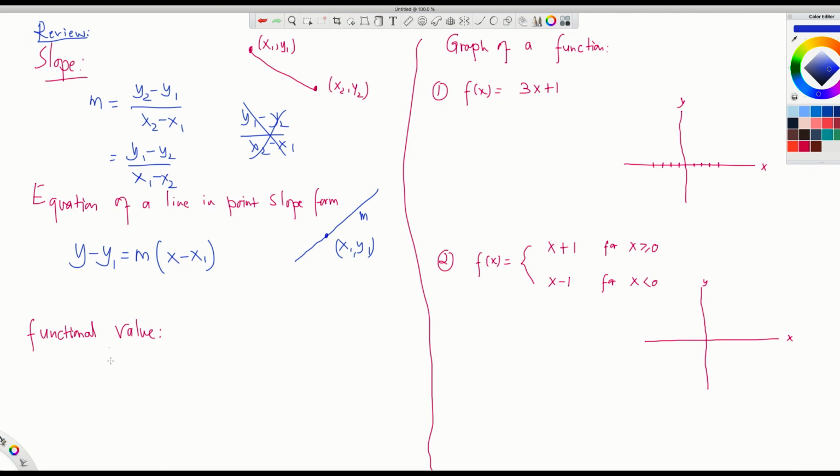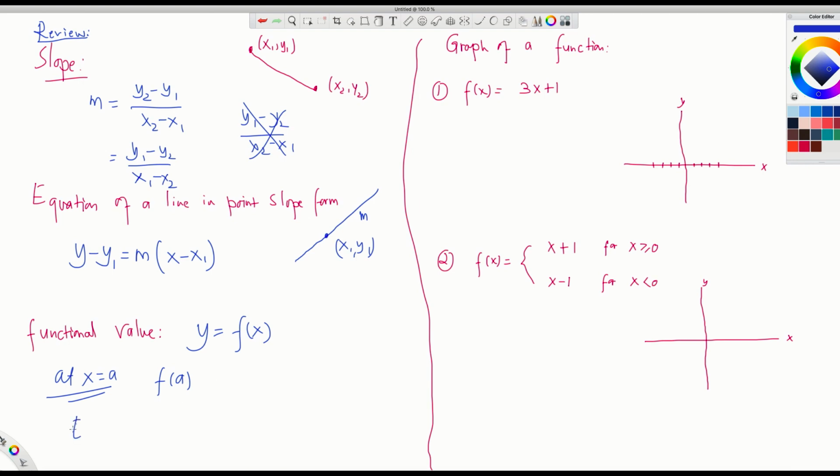So the next thing I want to talk about is the functional value. What do you mean by functional value? Suppose y equals f of x is a function, meaning f of x can be anything. It can be x squared, or x cubed plus 1, or x squared plus 5x plus 2, anything, right? So if you want to find the functional value at x equals a, the functional value is f of a. What you do is you replace x by a, okay?